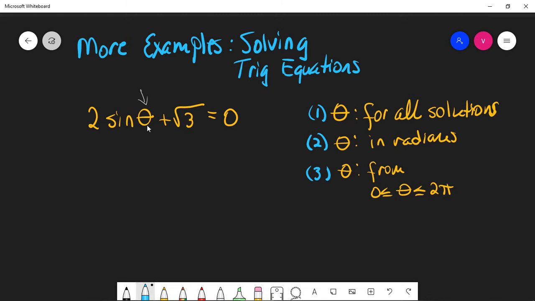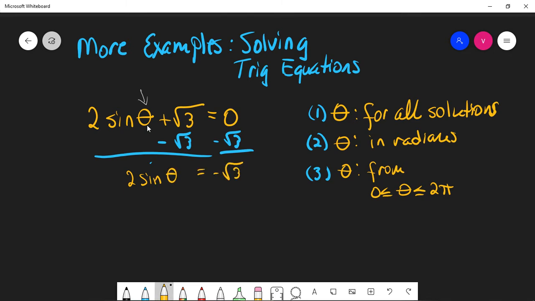All right, so this is the same idea. This is an equation, so we're going to treat it like an algebra equation. Let's get as close as we can to that theta. So I'm going to subtract root 3 from both sides. That's going to give you 2 sine theta equals negative root 3. And then let's divide by 2. So that will give me sine theta is equal to negative root 3 over 2.